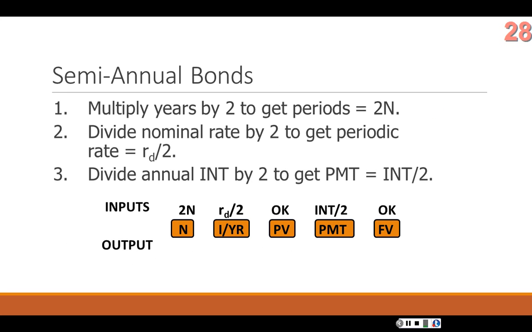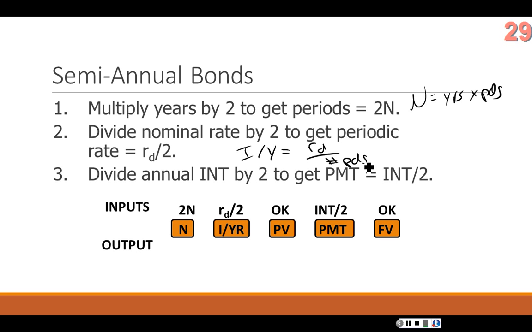So what if a bond pays interest more frequently than annually? What if we have a semi-annual bond, one that pays interest every 6 months? You would simply multiply years by 2 to get the number of periods. So n would be equal to years times periods, and the periods here would be 2 if it's semi-annual. You would divide the nominal rate by 2 to get the periodic rate. So IY is equal to the required return divided by the number of periods. This is the generic form. If it's a semi-annual bond, the number of periods is 2.